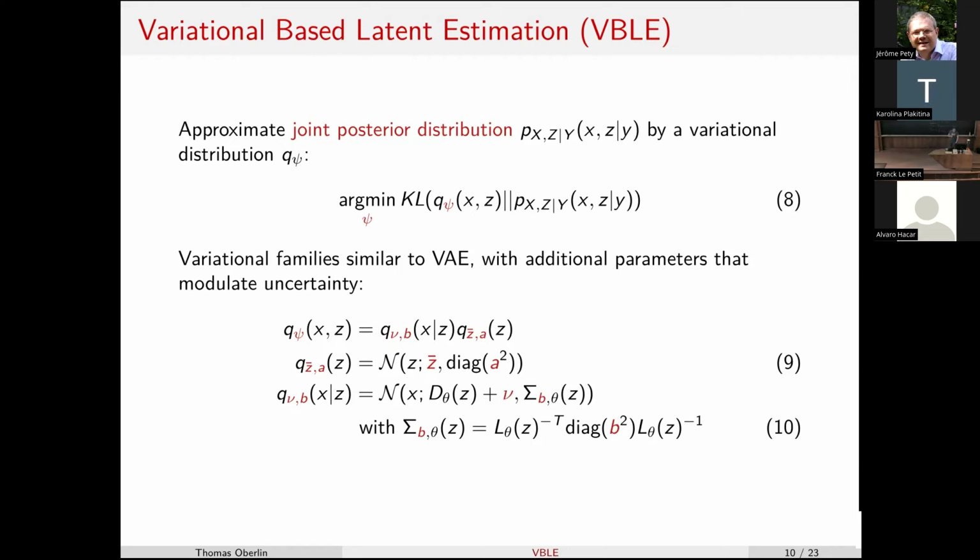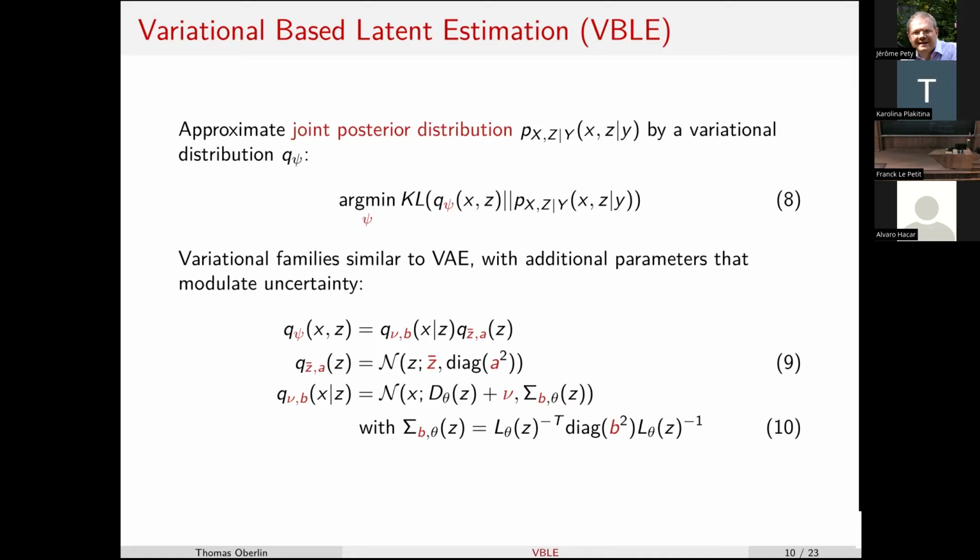And how do we do that? It's a standard variational inference machinery. We minimize the Kullback-Leibler divergence between the true posterior and our approximation, Q psi. And how do we choose Q psi? We go back to the VAE. So we build a distribution this way.